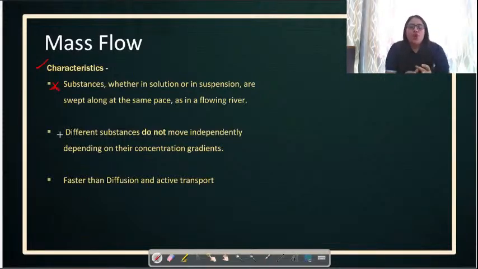Now let us talk about the first thing. See, students, whenever we talk about mass flow or bulk flow, what happens?